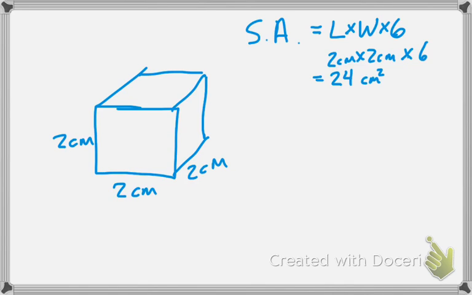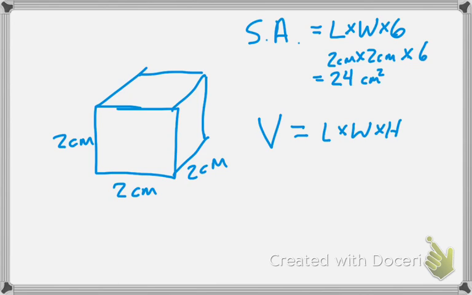Now I got to do volume, right? Volume's the easy one. Volume is how much space something takes up. So now I'm going to do 2 centimeters times 2 centimeters times 2 centimeters. I should have done this with letters first. Hopefully you already know the equation for volume, but volume for a cube is going to be length times width times height. So I was just already replacing my letters.